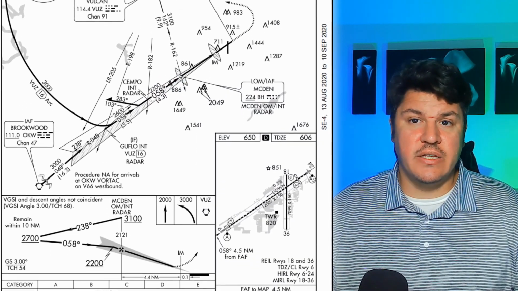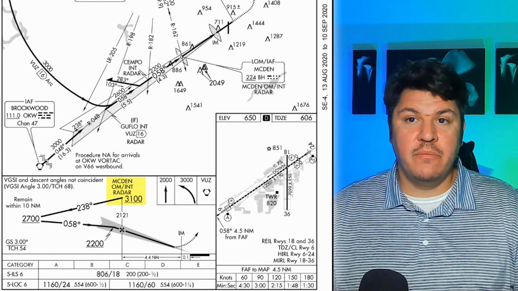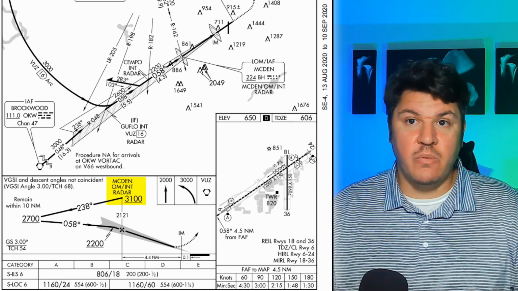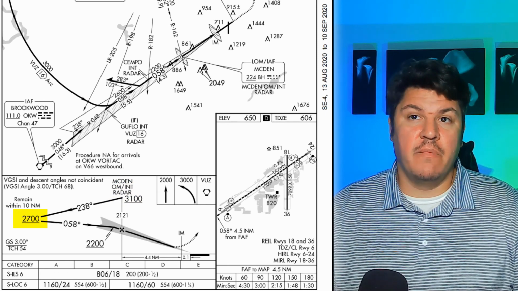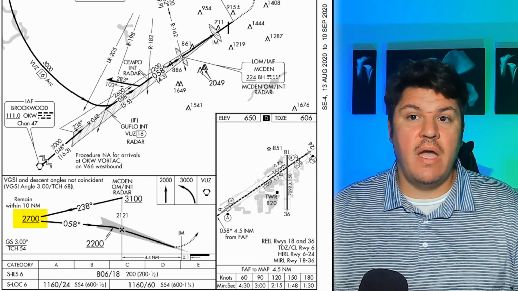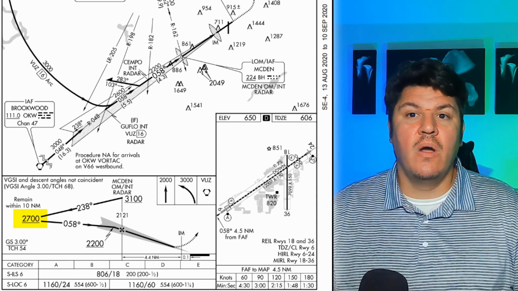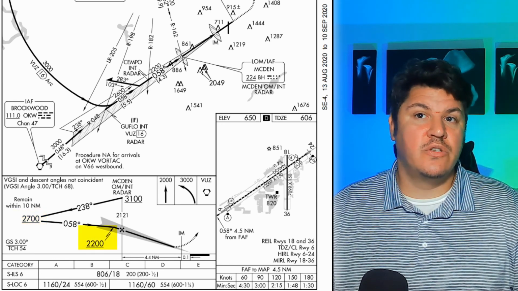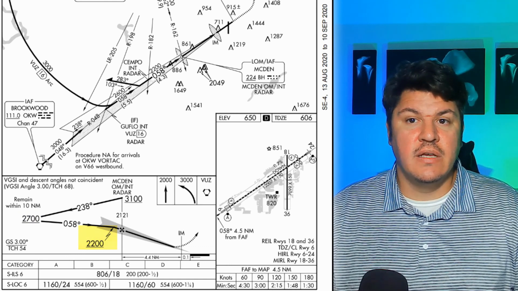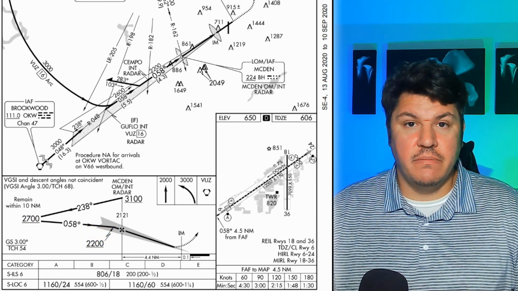During this procedure turn, you can see here in the profile view, after McDin, which has the MEA at 3,100 feet, we can drop down to 2,700 feet from the point after McDin to SIMPO and then during the procedure turn. Once we get back established on the localizer, we can drop down to the 2,200 feet, as you can see is indicated here on the chart.